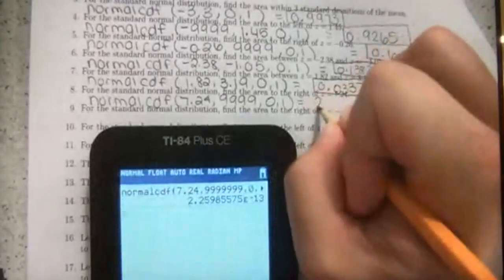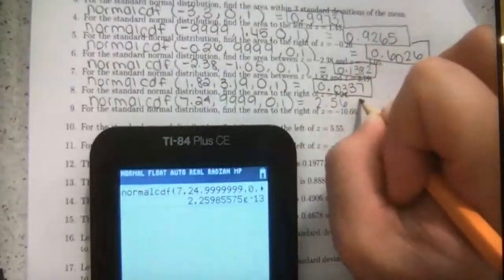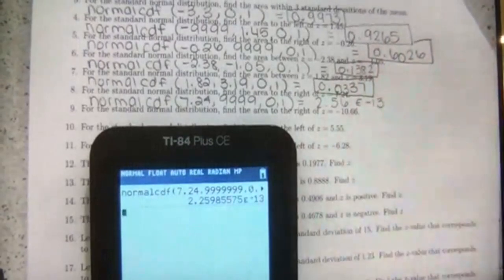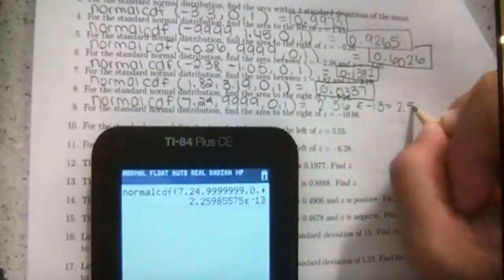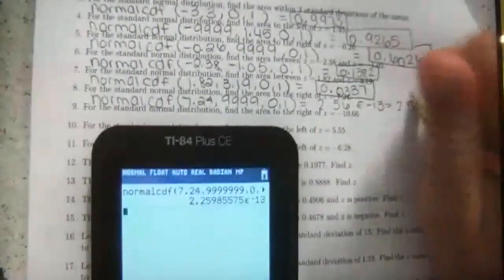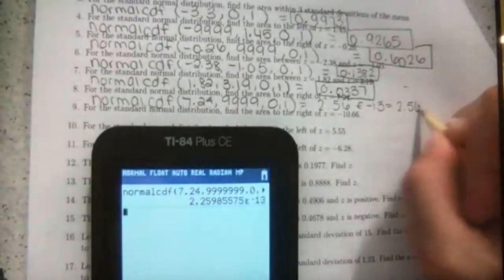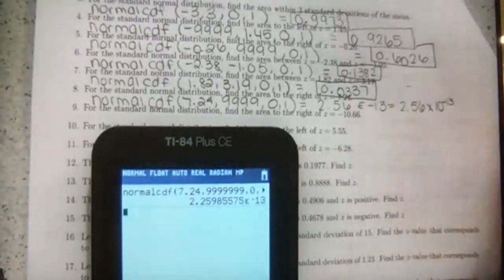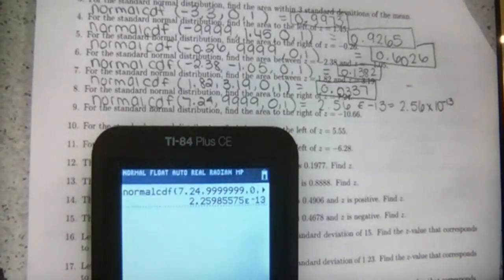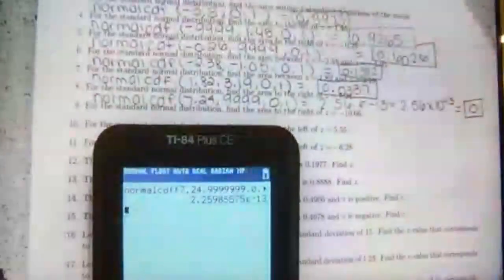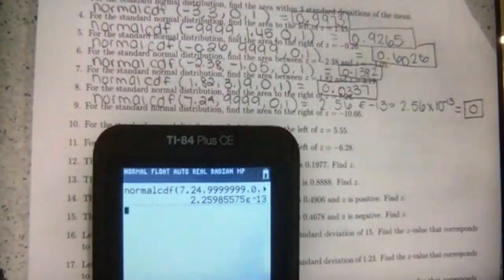So in my calculator, we get 2.56 e to the negative 13th power. That means 2.56 times 10 to the negative 13th power. So it's scientific notation. That e is scientific notation. So it's the same thing as saying 10 to the negative 13th power. So that means I'm going to move my decimal 13 times to the left. So it's going to be a super, super small number. So by the time that I round it, our answer is going to be 0.